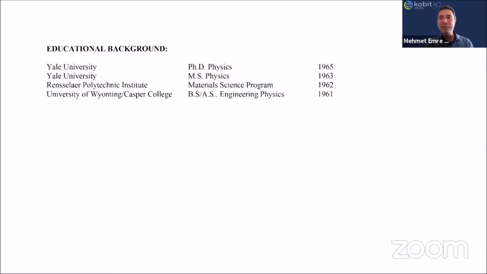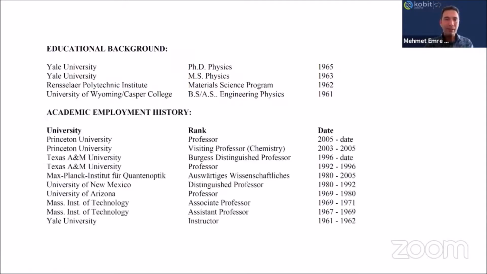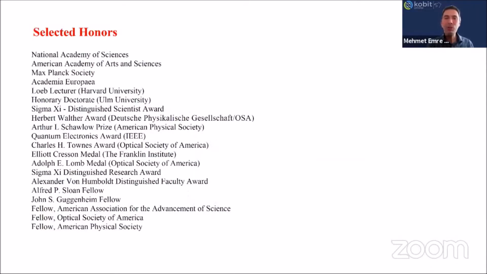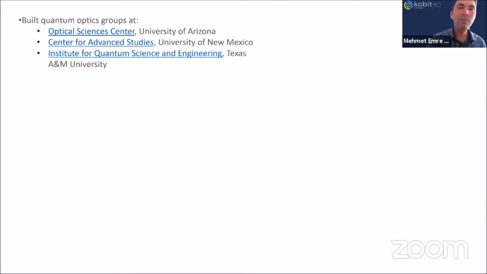And this is his education background, and his MS and PhD is from Yale University, and before that, he also went to these universities, colleges, and this is his academic employment history. He worked in Yale University, MIT, University of Arizona, University of New Mexico, Max Planck Institute, Texas A&M, and Princeton University. And these are his selected honors. I don't want to read all of them one by one, but they are selected ones. So he built quantum optics groups at University of Arizona, College of Optical Sciences, to my remembrance, and University of New Mexico and Texas A&M University, where he's at the present.